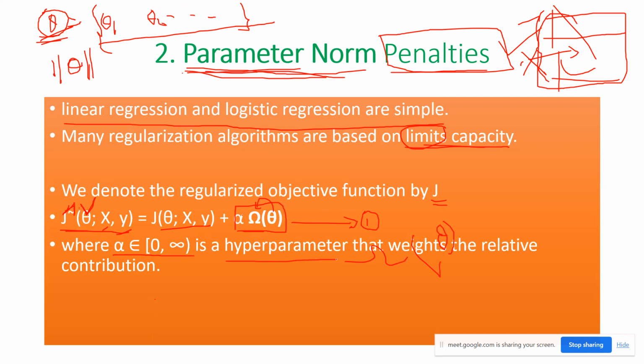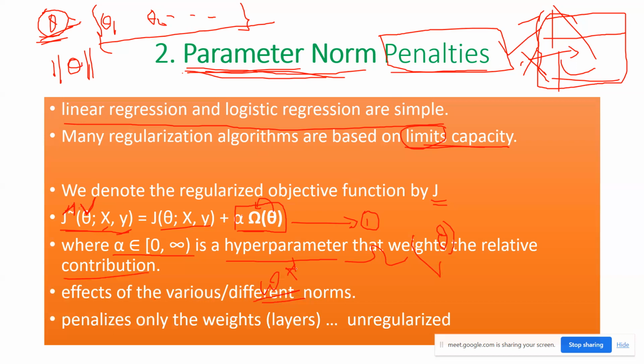So we can say it is a hyperparameter that weights the relative contribution. Why are we going to consider weights? Whenever an error happens, we update the weight values. Using weight value updation, we reduce the error. So the hyperparameter is the weight value. We will see different norms penalizing different layers. Every layer has weight values, and when we adjust the constraint parameter layer by layer, every layer's weight value is going to be controlled.